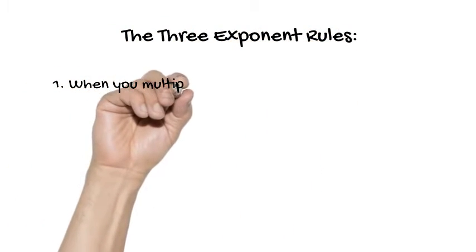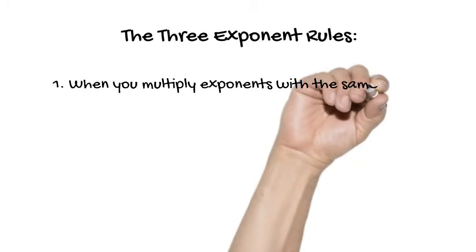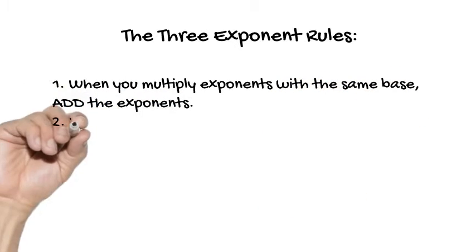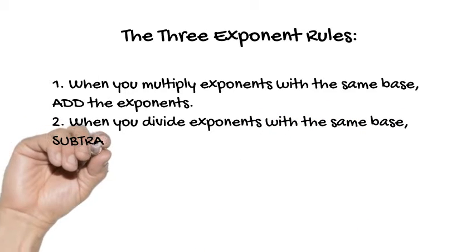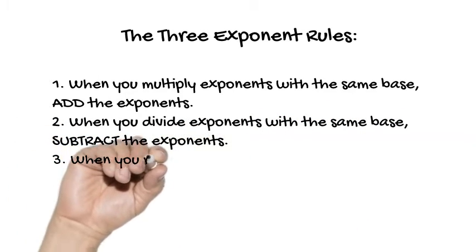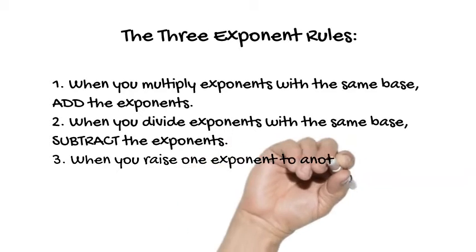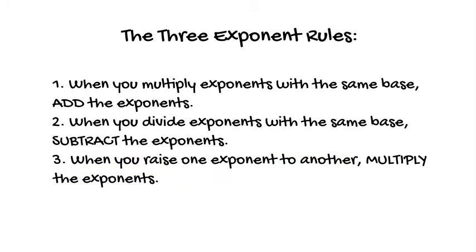Here are the three rules, and we'll come back to these, so don't feel like you have to memorize them. When you multiply exponents with the same base, you add the exponents. When you divide exponents with the same base, you subtract the exponents. When you raise one exponent to another, you multiply the exponents.